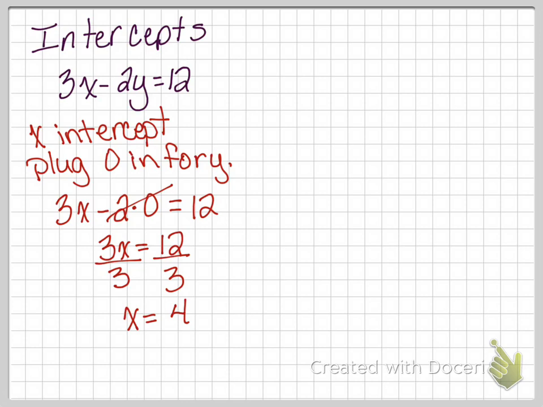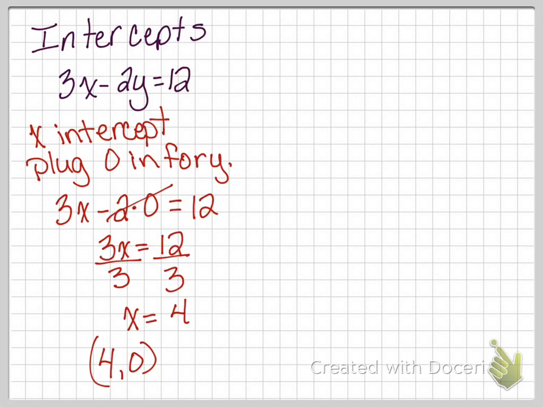4, comma, what's our y value? 0, okay? So a point on this line is (4, 0), because we plugged 0 in for that y value. We chose the y value. The y value we chose was 0. So this is a point on the line.